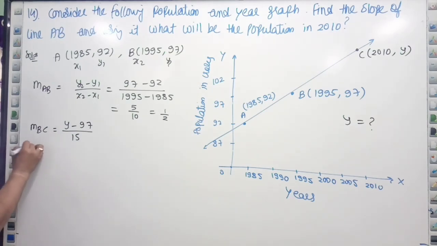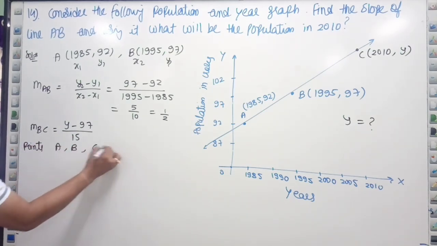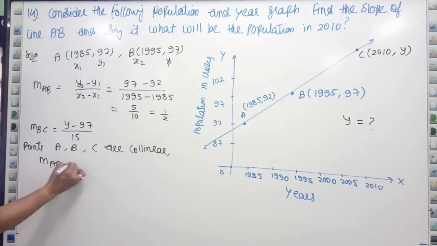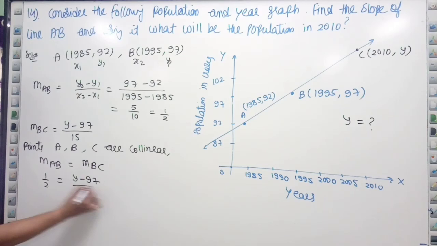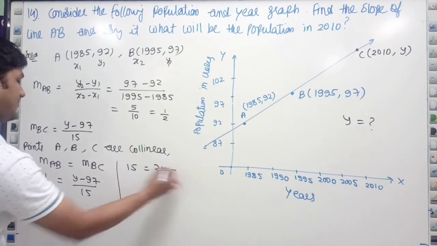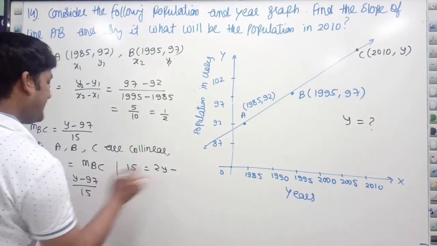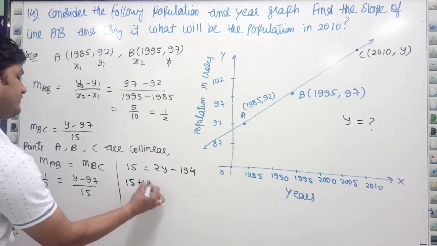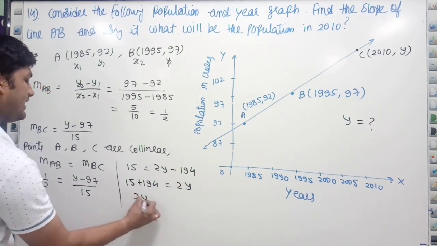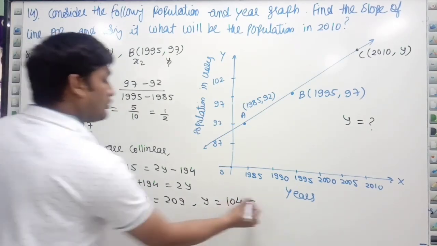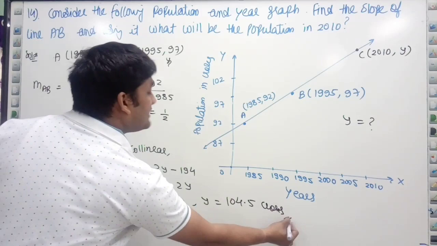Now can I say points A, B, C are collinear. अब points collinear हैं, so slope of AB will be equal to slope of BC. What is the slope of AB? 1 by 2, equal to y minus 97 upon 15. I am cross multiplying. 15 equal to 2y minus 2 into 97, this is 194, right? So इसको left में लिया, 15 plus 194 equal to 2y. So 2y equal to 209. So y equal to 104.5 crores. And this is the answer.